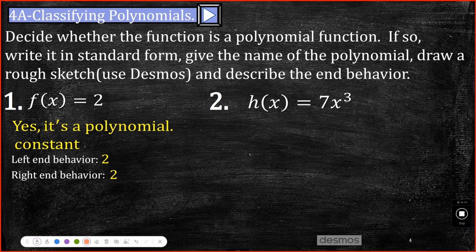Whereas, let's go with number 2. H of x equals 7x cubed. Is this a polynomial? Yes, it is a polynomial. Write it in standard form. It is already in standard form. Give the name of the polynomial. So it is a polynomial. Let's give it a name.